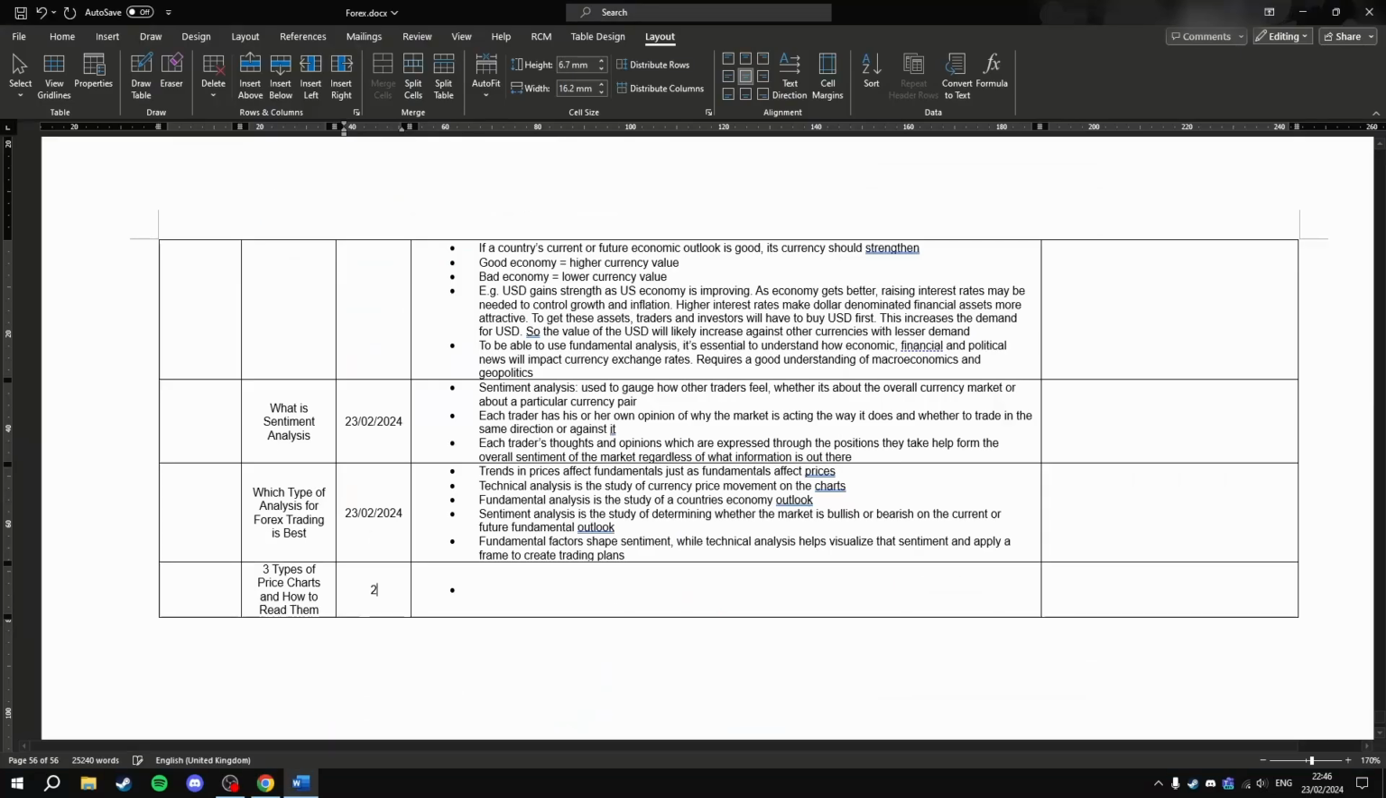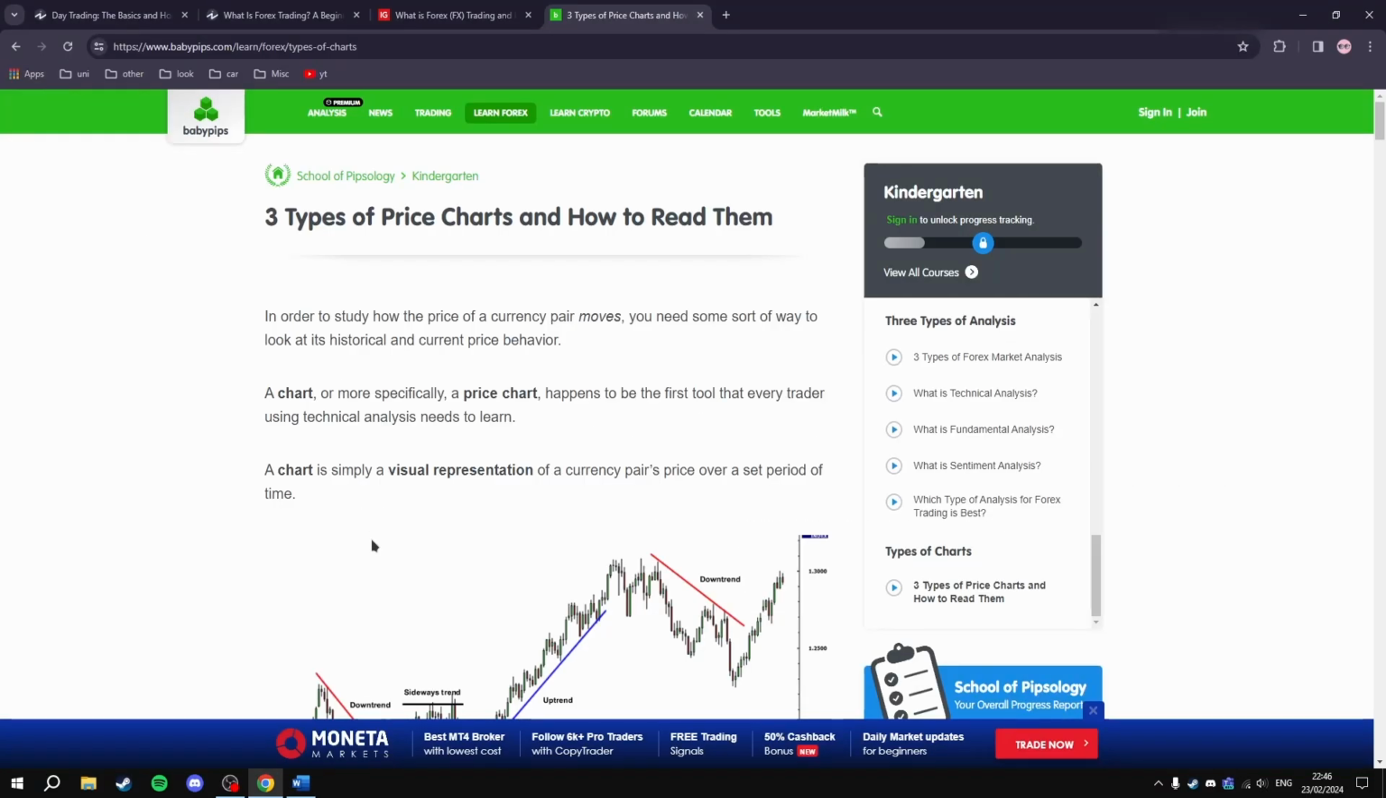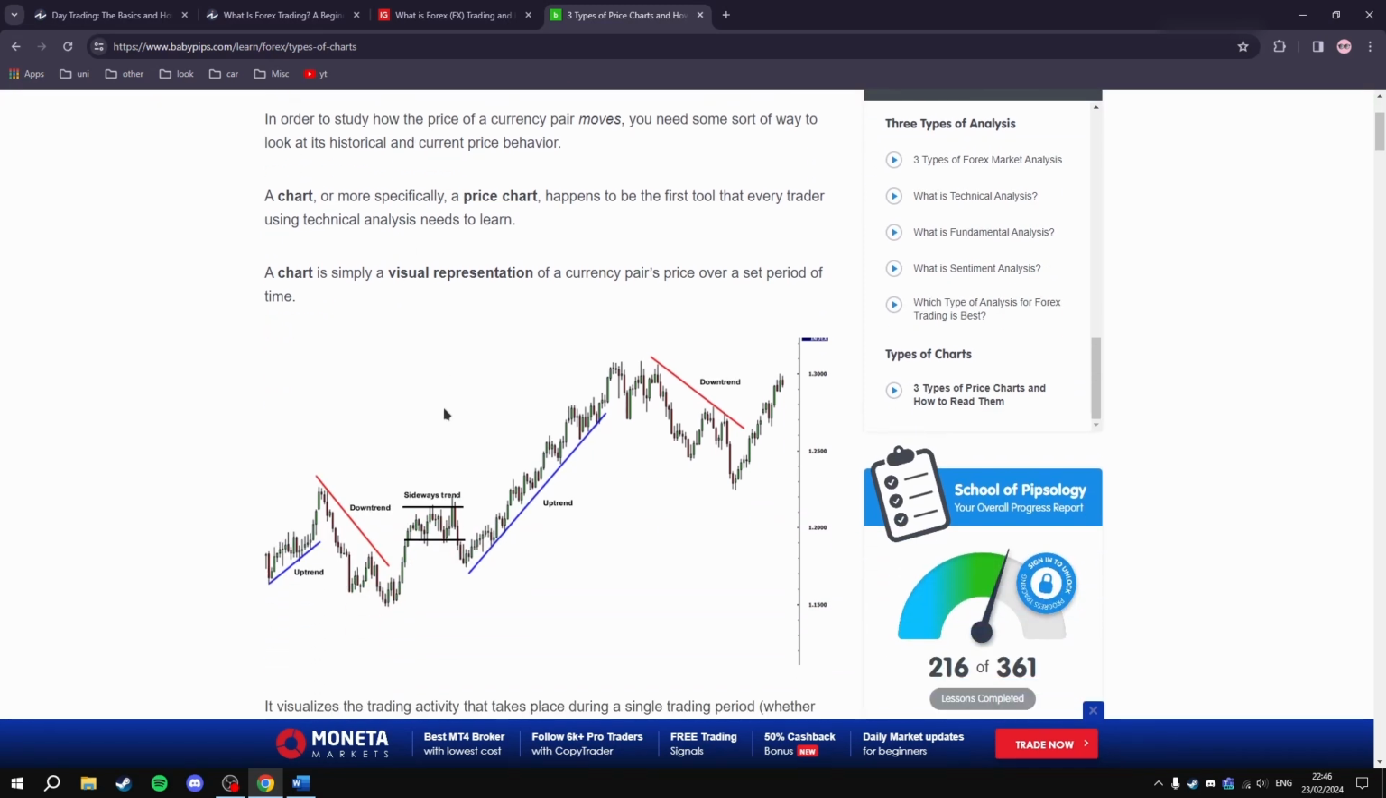The date is 23rd/02/2024. So, in order to study how the price of a currency pair moves, you need some sort of way to look at its historical and current price behavior. A chart, or more specifically a price chart, happens to be the first tool that every trader using technical analysis needs to learn. A chart is simply a visual representation of a currency pair's price over a set period of time. Uptrend, downtrend, sideways trends.